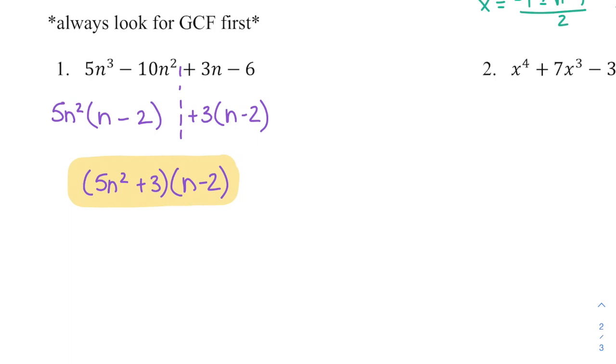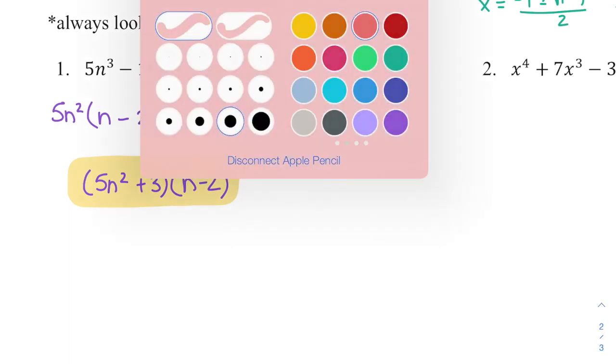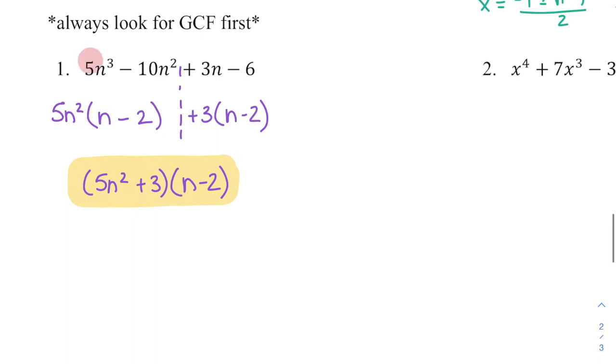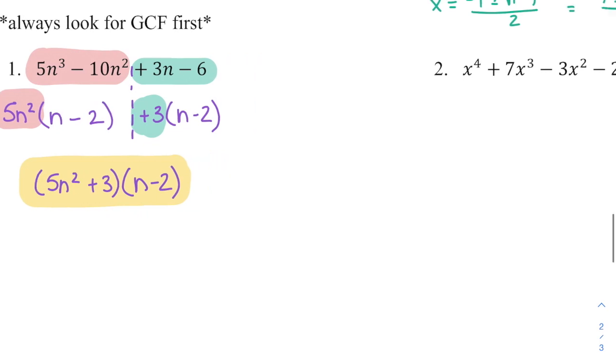There was no GCF in this one, like I said, so I just went ahead and split it down the middle. I found my GCF of this side, which happened to be 5n squared, and what I had left over was n minus 2. And then I went and found my GCF of this side, and that was positive 3. I like to put the sign there so I don't mess it up when I write my factors. My two factors are 5n squared plus 3 and n minus 2. There is nothing else to factor there, so it is complete.